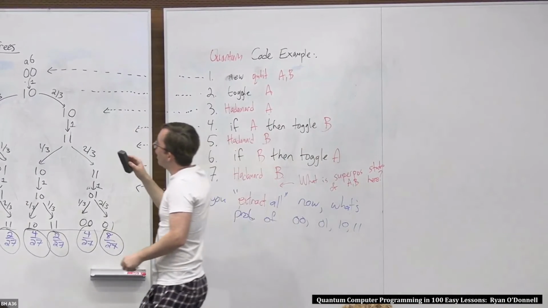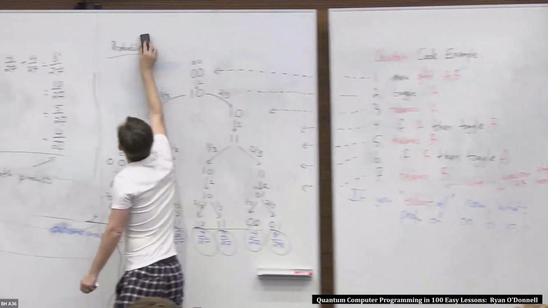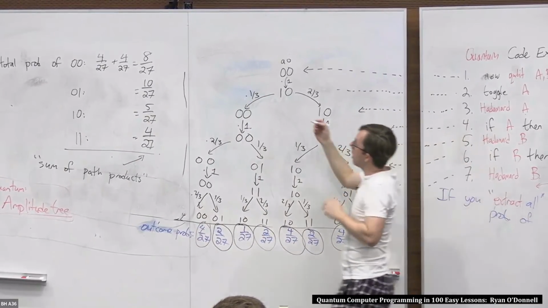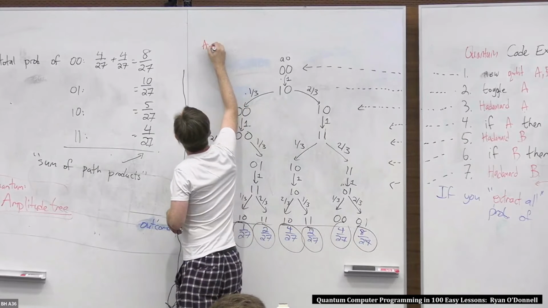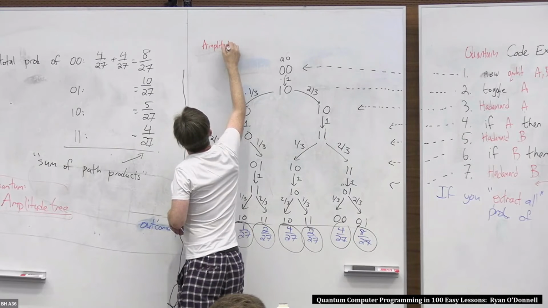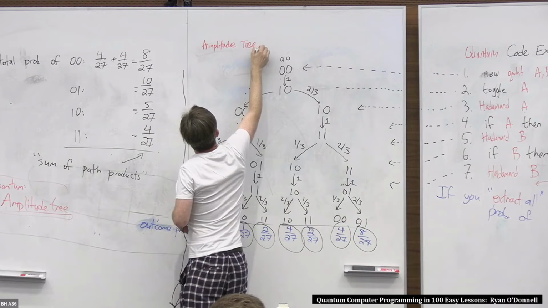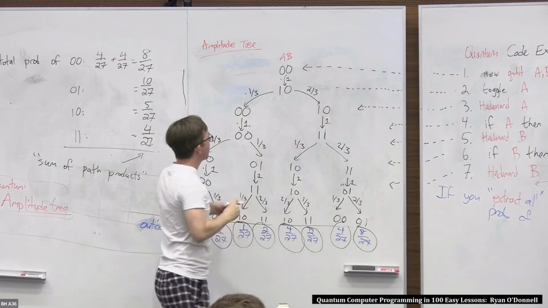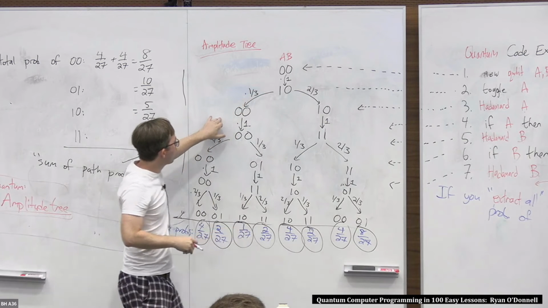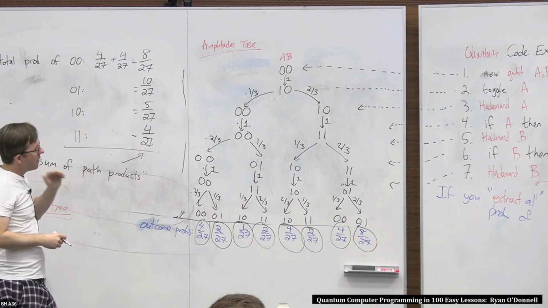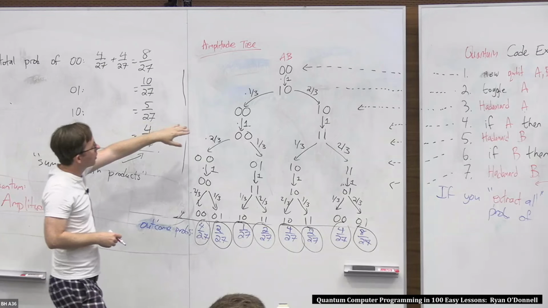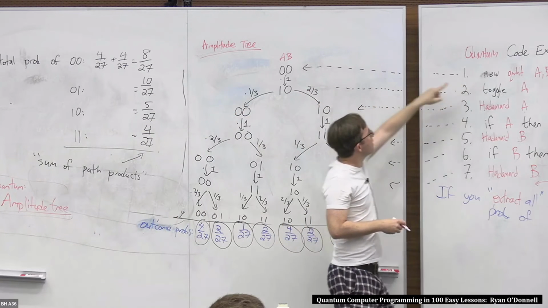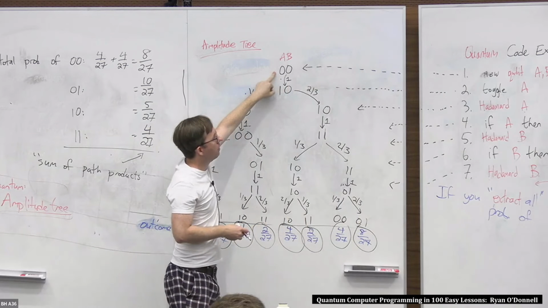I'll do this again next time, but we're going to draw an amplitude tree, and it's going to work exactly the same. We're always going to keep track of a basic state value for A and B. It's just that these numbers will be different. So I'll get started just to illustrate the point. We make new qubit AB, and that starts them out at 0, 0.